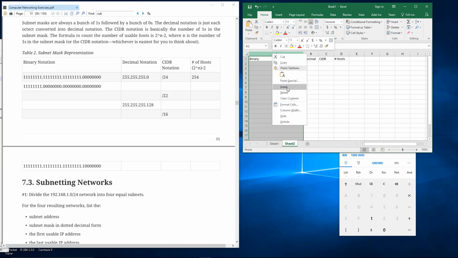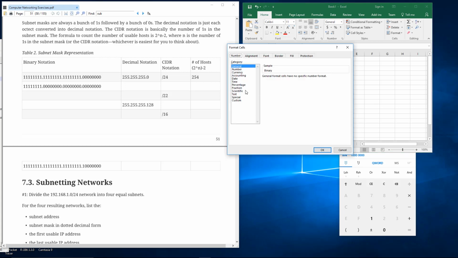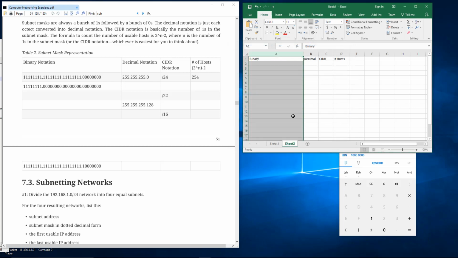I'm going to format these cells as text. Probably don't need to, but I'm going to. Then I enter the binary mask as 8 ones followed by three groups of 8 zeros. Expand this a bit so it all fits.